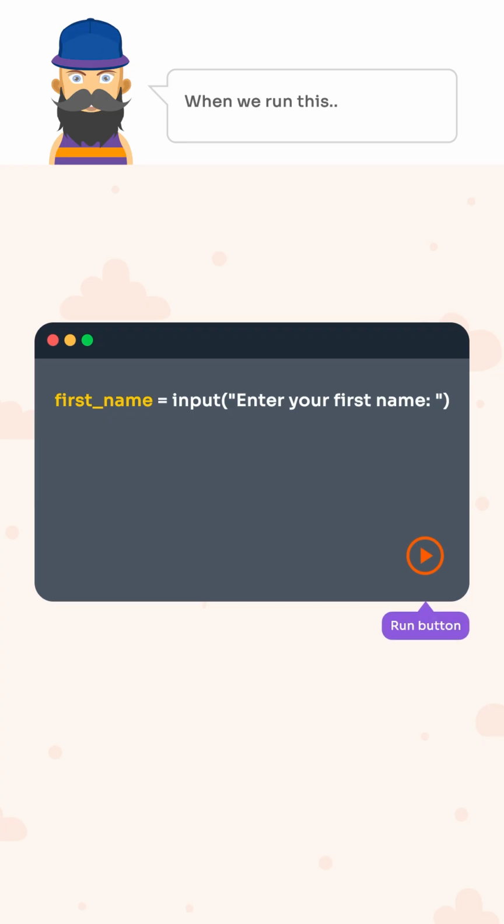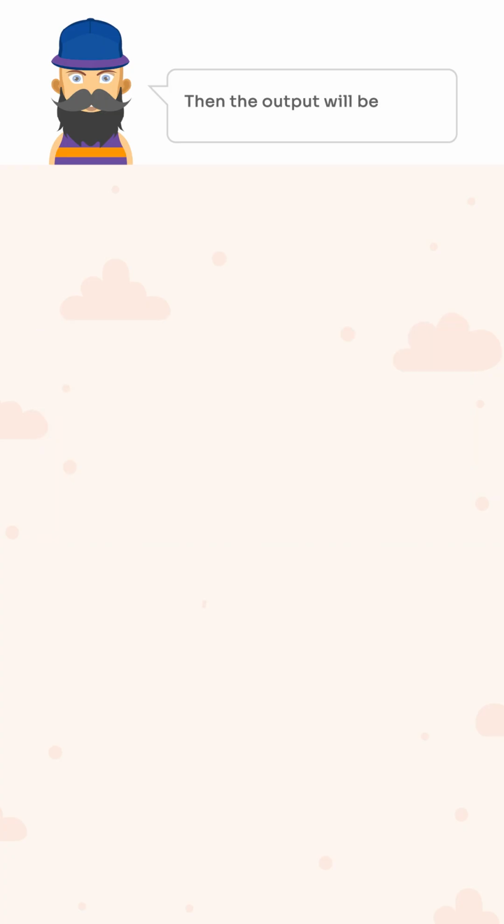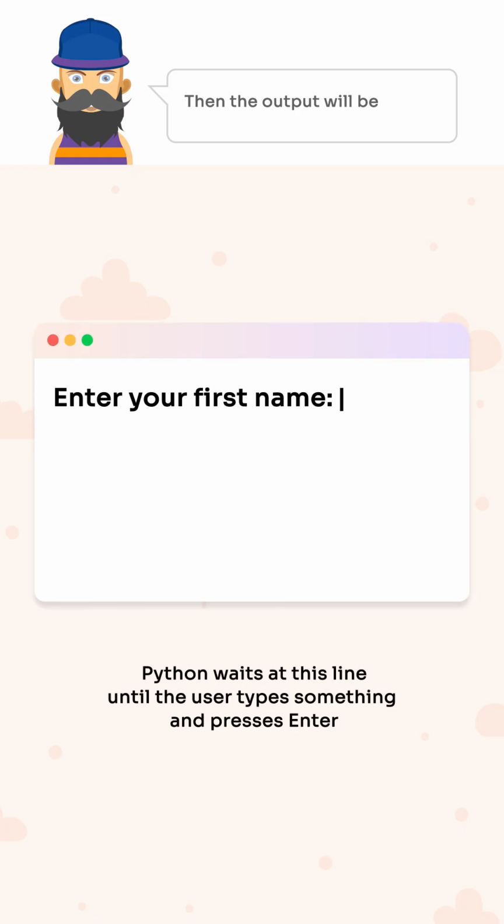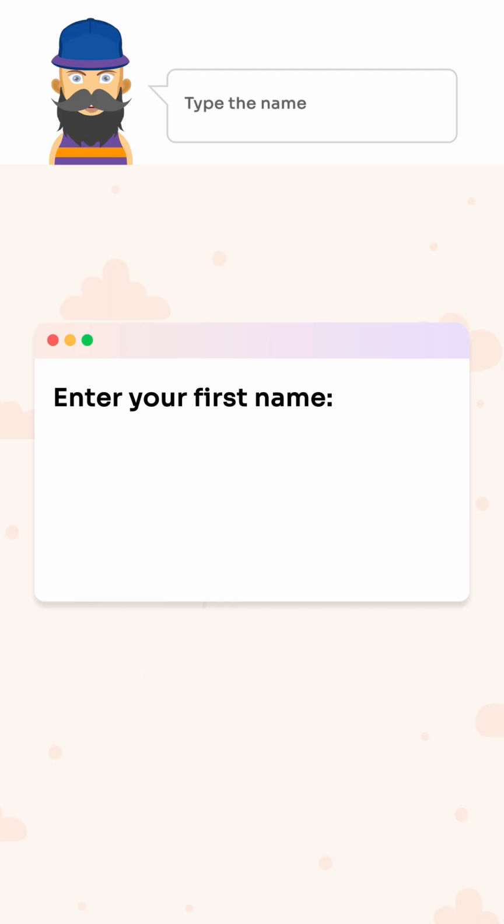When we run this, then the output will be the prompt. Type the name. Press enter. The answer is now saved in the variable first_name.